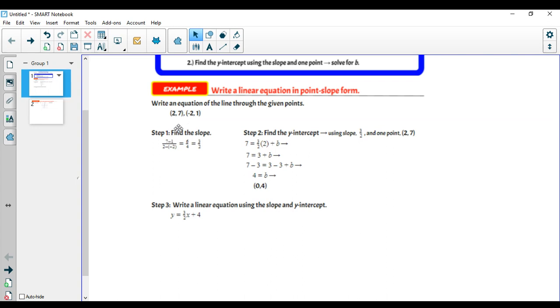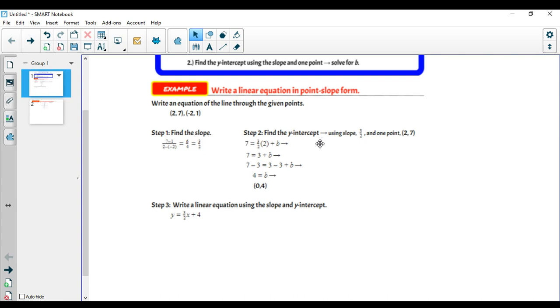Remember, it's the change in y's. So I did 7 minus 1, so I subtract my y values, over my change in x's. Since 7 was first, I have to do 2 minus negative 2 as my denominator. That's 7 minus 1, which gives me 6. 2 minus negative 2 gives me 4, and I simplify that to 3/2. Now that I know that my slope is 3/2, I can move on to my y-intercept.